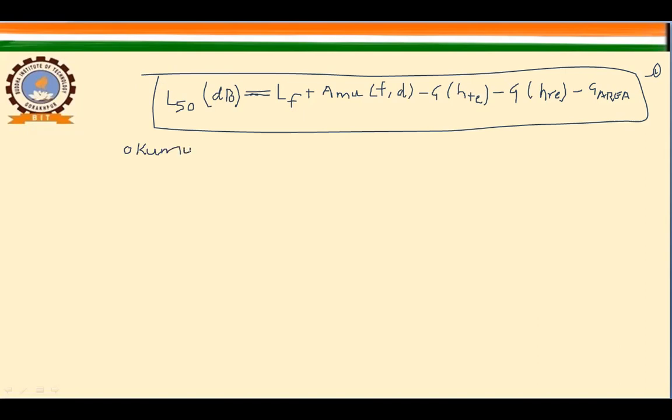Okumura path loss. G of H of TE is equal to 20 log of H of TE divided by 200. The range is 1000 meters to 30 meters.